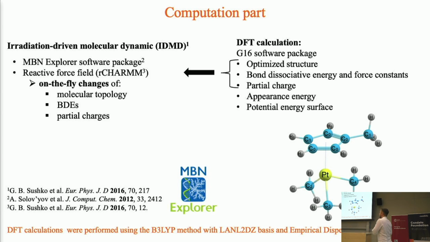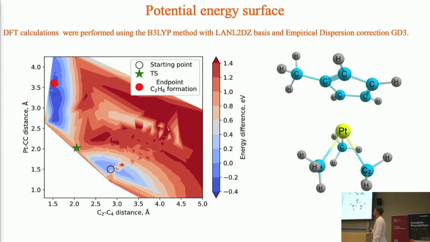This simulation was accompanied by DFT calculations, where we obtained an optimized structure, bond dissociation energy, force constants, and partial charges, which are required input parameters for the reactive force field. We also calculated the appearance energy for the main groups of peaks and created a potential energy surface, which I will show you here. This is a contour plot with the distance between C2 and C4 atoms on the x-axis, and on the y-axis the distance between the platinum atom and the center of mass of C2 and C4. The color is a reference to the energy difference between a particular geometry and the optimized structure.